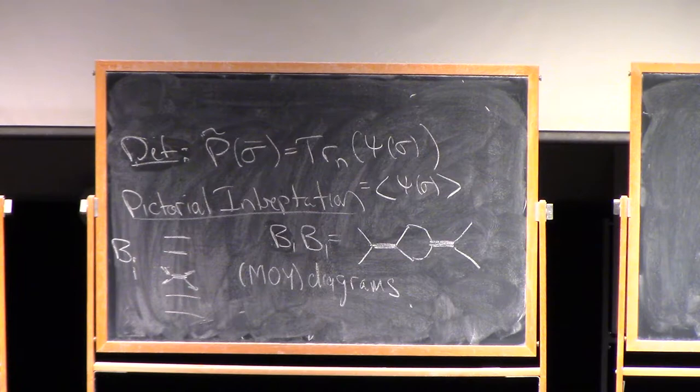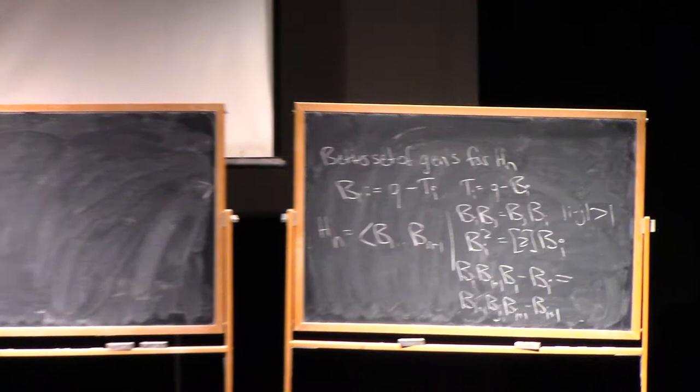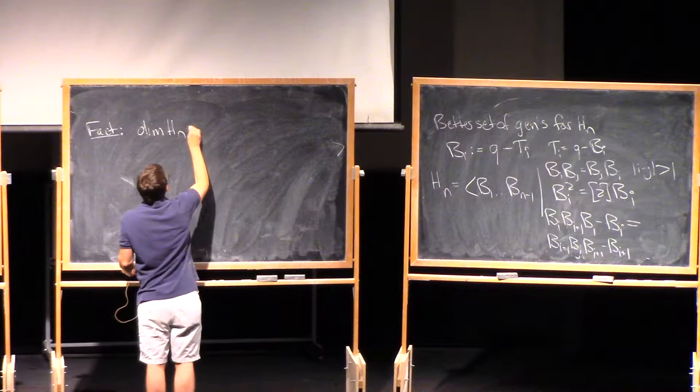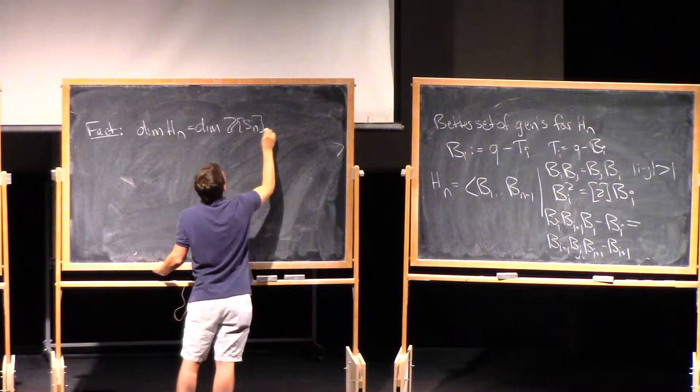here we have the Hecke algebra. So one thing that's true is that I said the Hecke algebra is kind of a deformation of the group ring of the symmetric group. So the dimension of H_n over that ring R is the same thing as the dimension of Z of S_n over Z, which is the size of the symmetric group, n factorial.